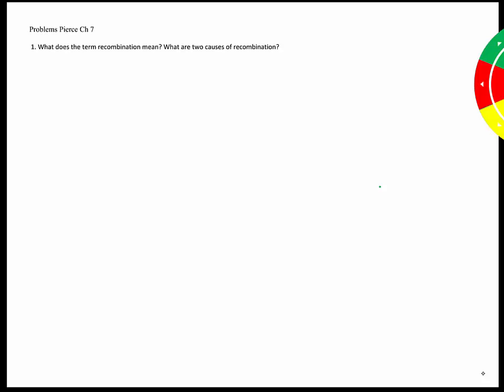So this first one is about recombination, and I'm just trying to get my pen working. Well, we'll just leave it like this for now and see how it works. Trying some new programs, so we'll see how it goes.